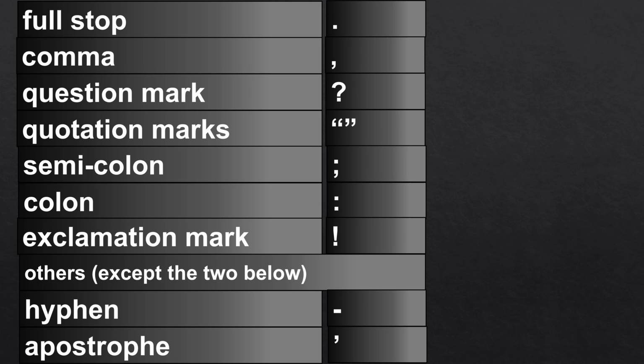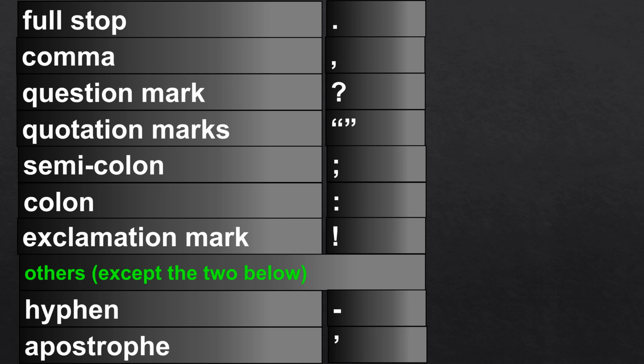With the exception of hyphen and apostrophe, punctuation marks in Igbo are used in the same way they are used in English. For example, we use full stop in Igbo to end a sentence just like we do in English. We use comma the same way we use them in English. We use question marks and quotation marks in Igbo as they are used in English. We also use semicolon, colon, exclamation mark, and other punctuation marks the same way they are used in English.